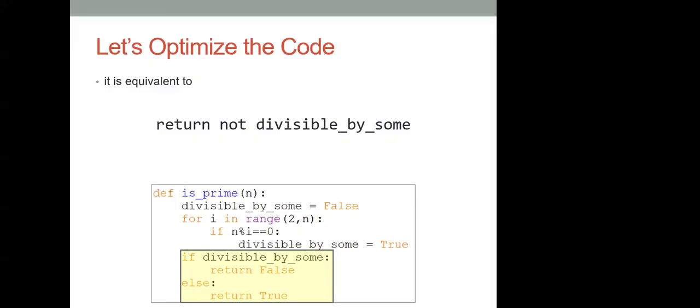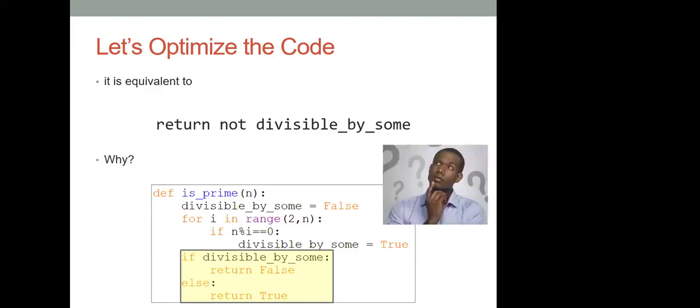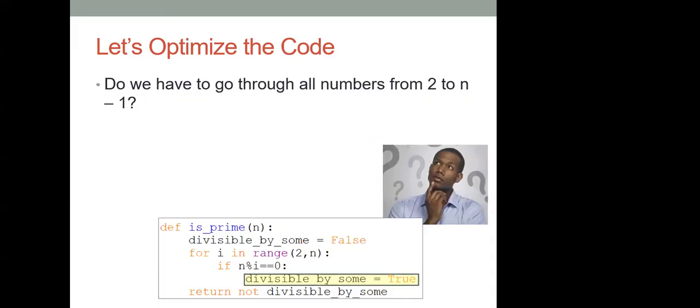Think about it. If divisible is true, you return false. If divisible is false, you return true. Am I saying something that makes sense? It's like magic charms, right? So if divisible is true, you return false, so you can just return the opposite of divisible. Okay? So the first step, I can optimize it to be like that.